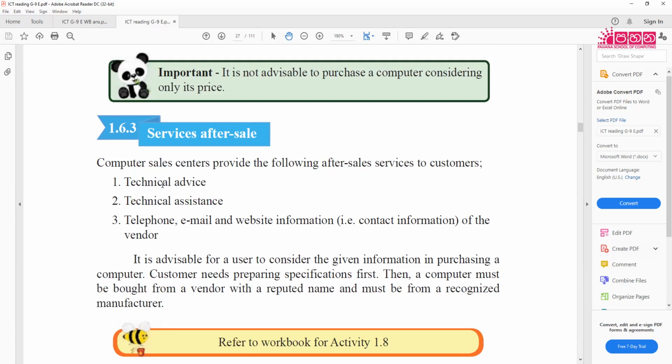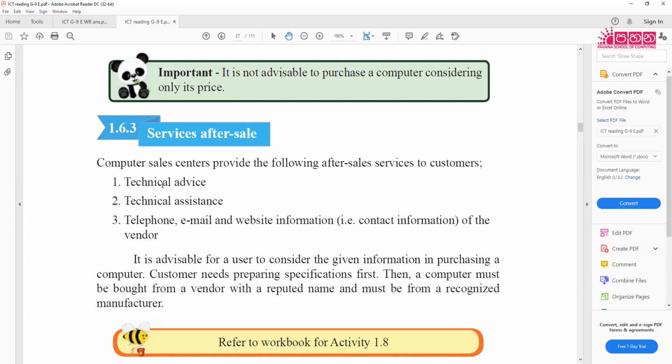Right. Now, services after sale. You know what? Sometimes we purchase a computer, and fortunately, if nothing goes wrong, you can happily work for about, let's say, 3 years without any issue. But things go wrong, right? Which means if your computer is not working, or breaks down for some reason, then you have to go for after sale service. What do you mean by after sale service?